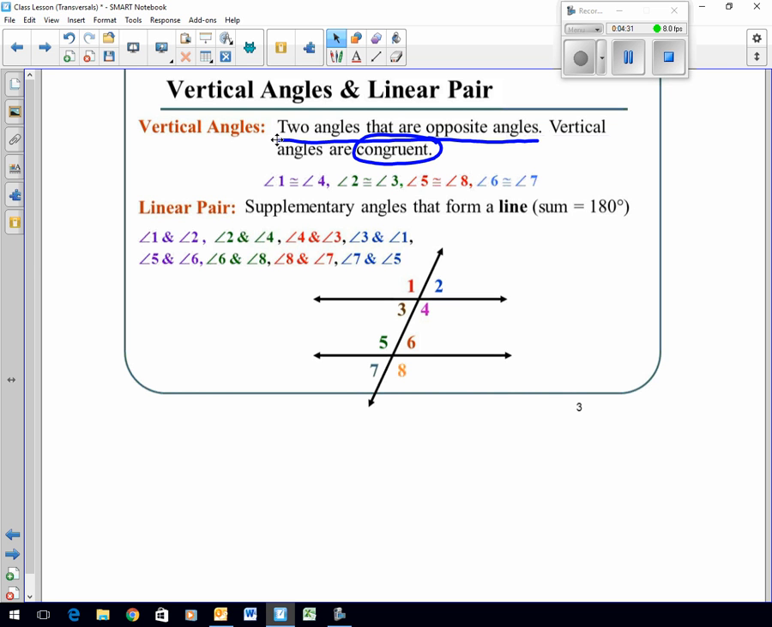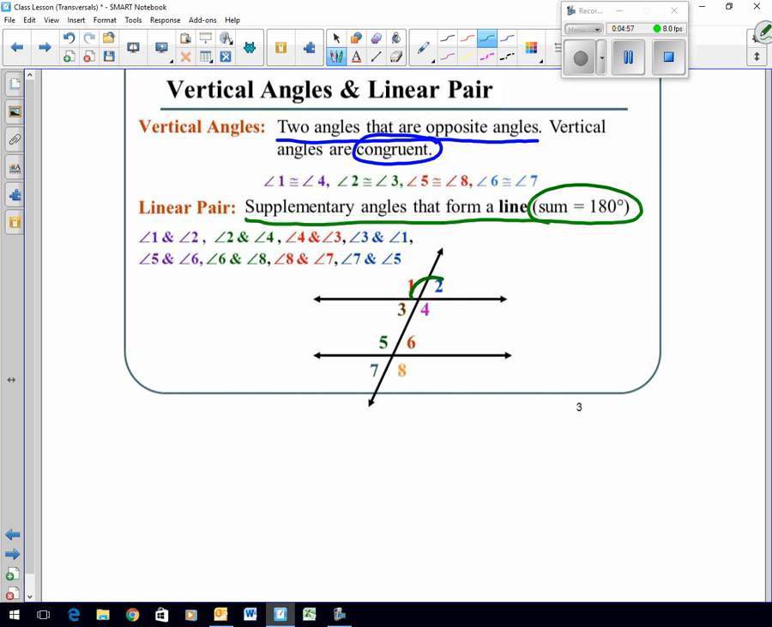You also need to know what linear pairs are. Linear pairs, as we learned yesterday, are supplementary angles that form a line. If they are supplementary, they have to add together to be how much? 180. Check it out, guys. I got an array. You know what an array means? A bunch of linear pairs.